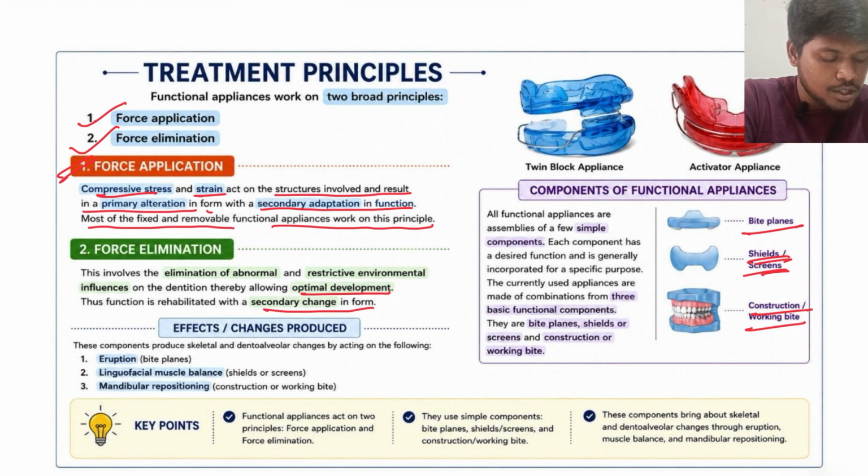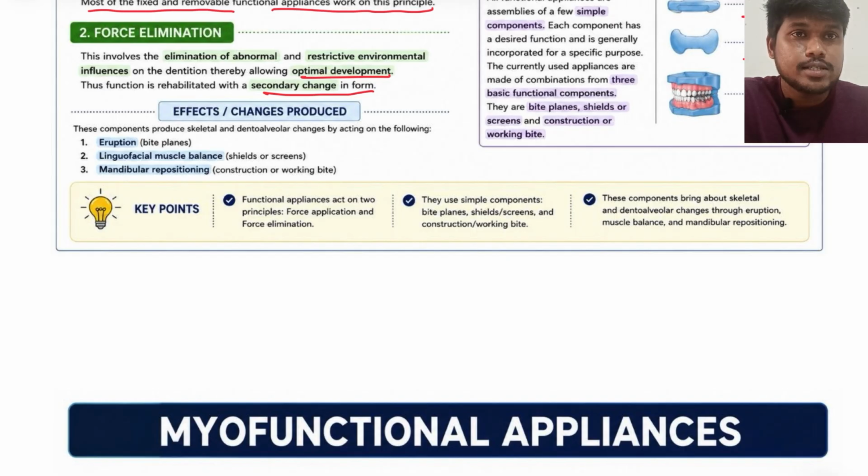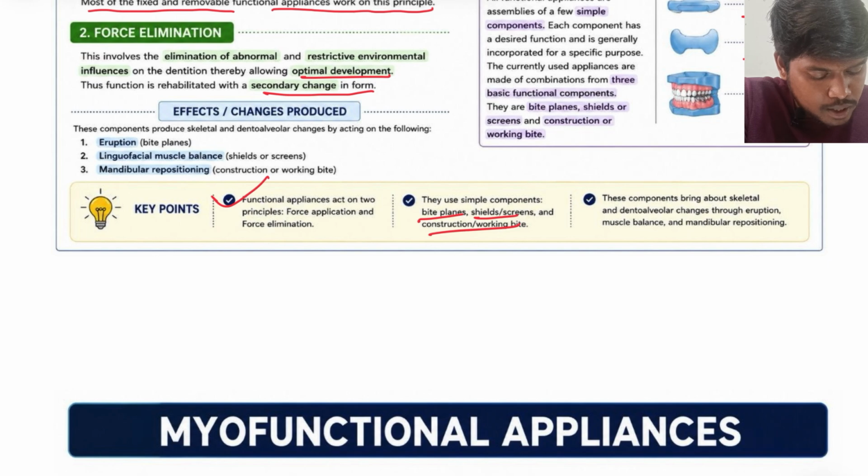Okay. Next is construction bite, working bite. These are the construction or working bite. These help in the positioning of the mandible. This is the bite registration taken after positioning the mandible forwardly. Okay. So many important points in this slide: functional appliance acts on two principles, force application and force elimination. They use simple components like bite planes, shield screens, and construction or working bite. And these components bring about skeletal and dental changes through eruption, muscle balance, and mandibular repositioning.